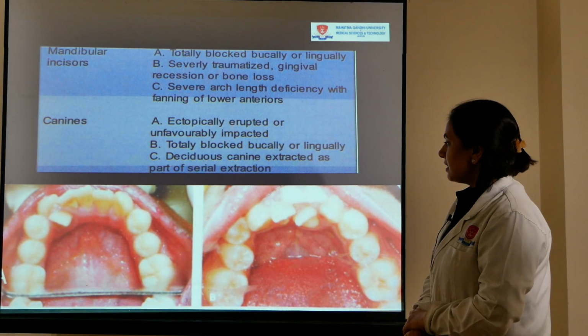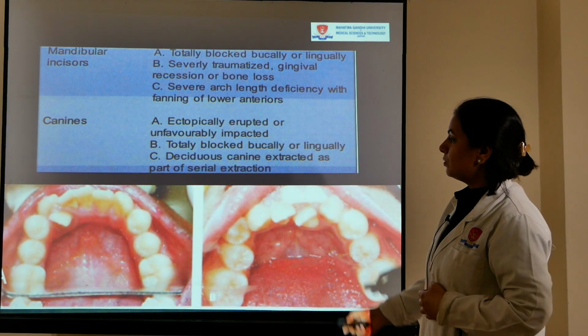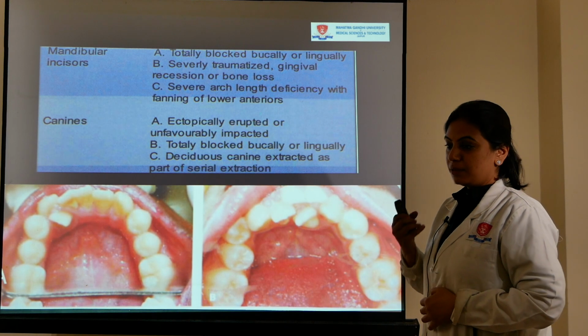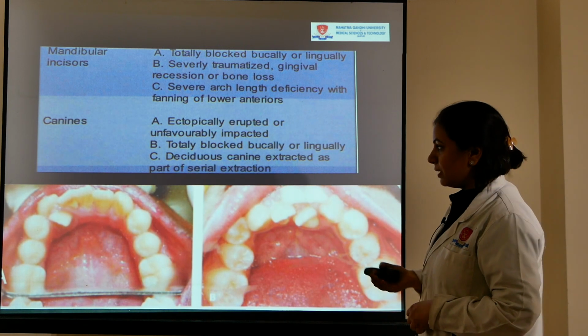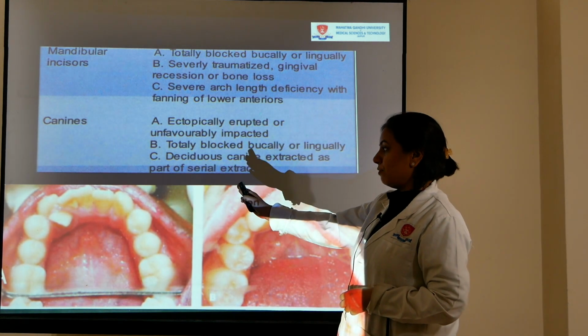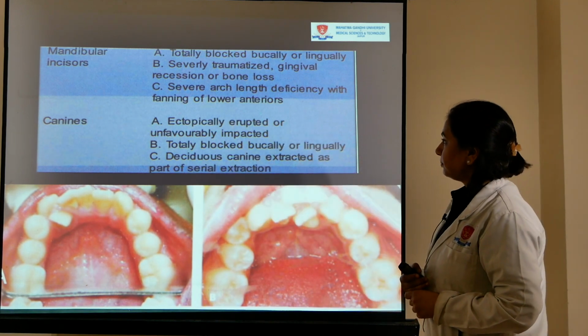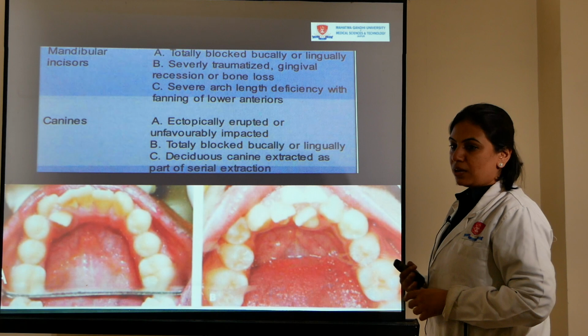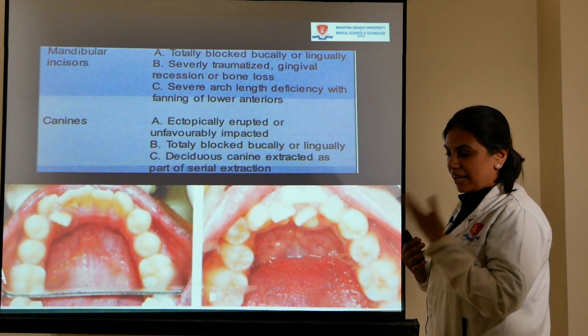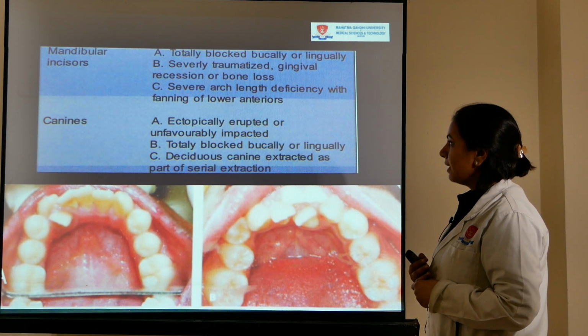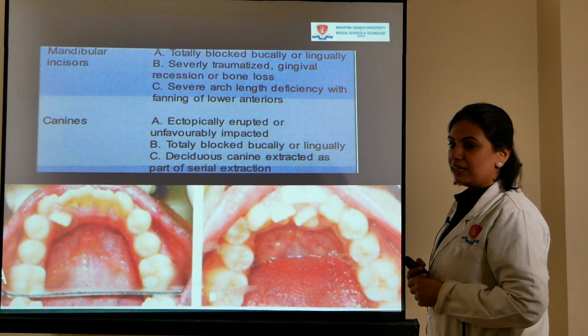So mandibular incisors are usually extracted if it is one single tooth which is periodontally compromised or blocked out, like in this situation, if one tooth is blocked out and the rest can be aligned. Or if there is a severe lower arch flaring of the incisors. Canines are again very rarely extracted.